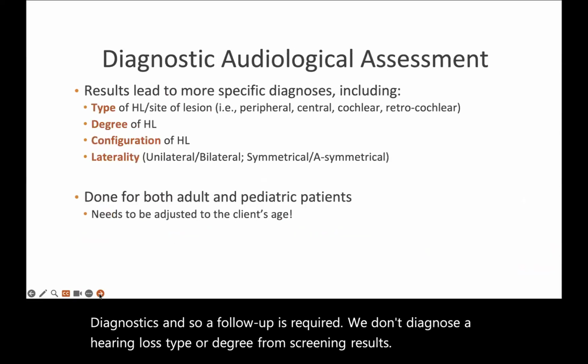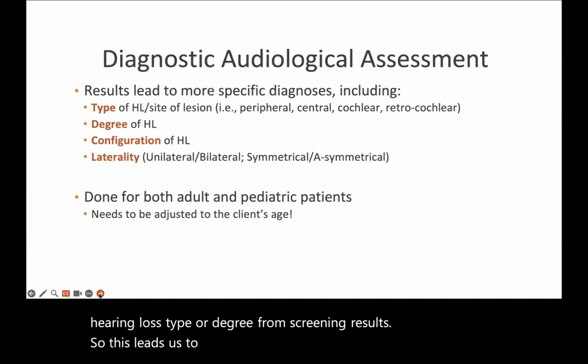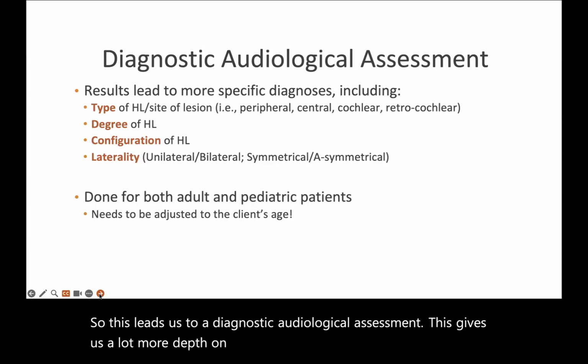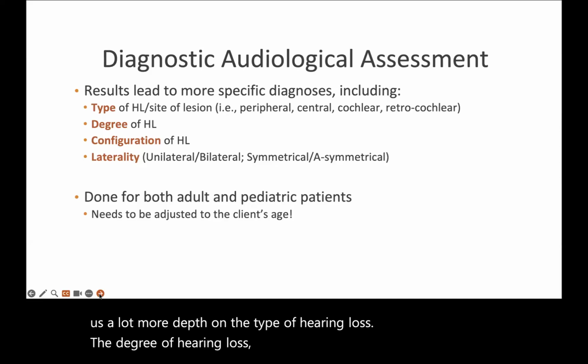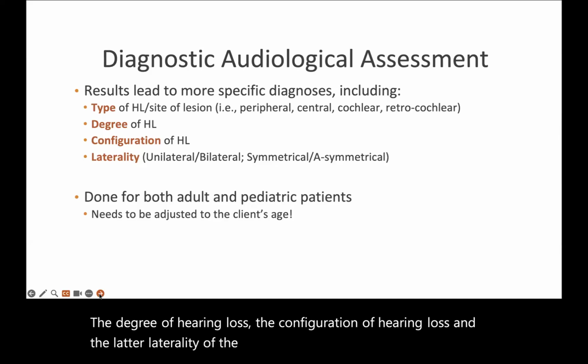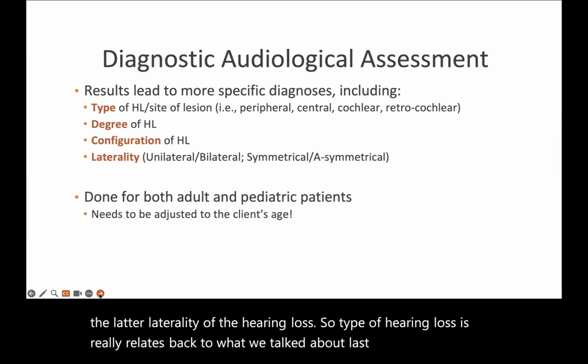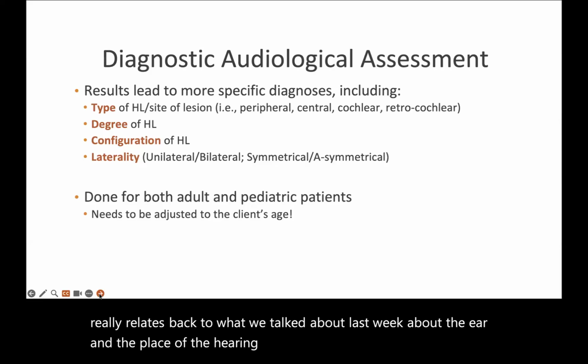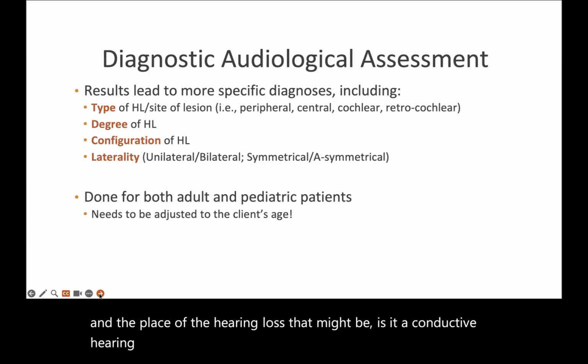So this leads us to a diagnostic audiological assessment. This gives us a lot more depth on the type of hearing loss, the degree of hearing loss, the configuration of hearing loss, and the laterality of the hearing loss. So type of hearing loss really relates back to what we talked about last week about the ear and the place of the hearing loss. Is it a conductive hearing loss, a sensorineural hearing loss, a mixed hearing loss? And so that's really related to the type.